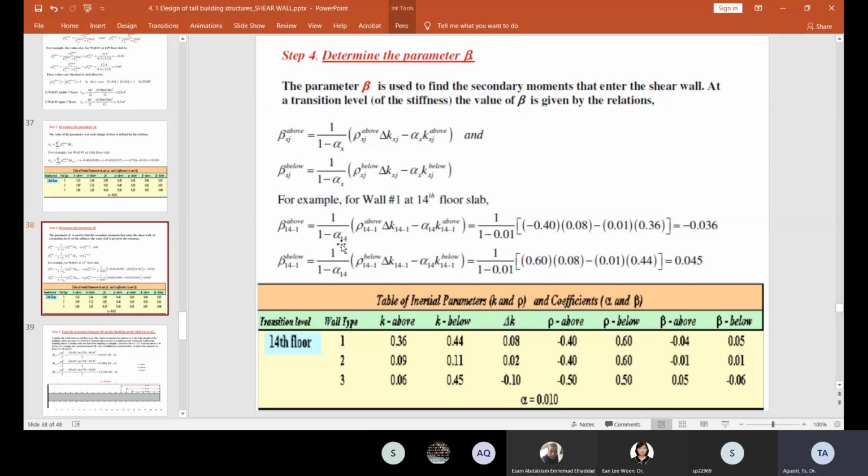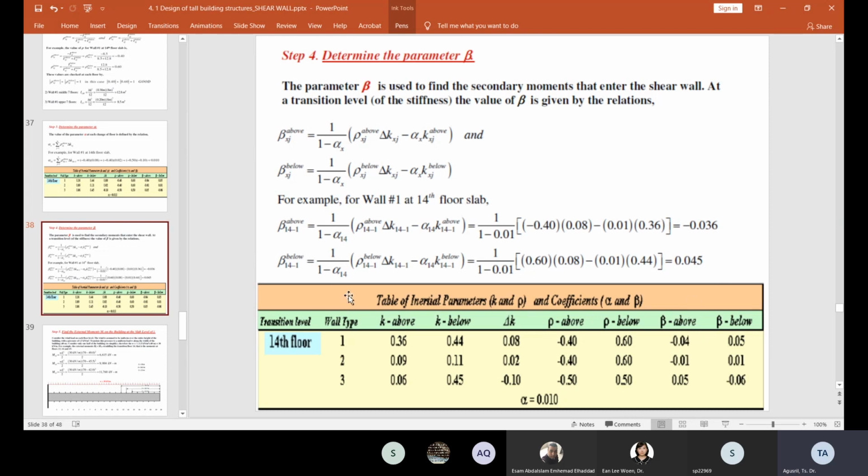Okay, so in our case for wall number 1 at level 14, the alpha is 0.01, so you just put alpha here 0.01. Then for rho at level 14 we have rho is negative 0.4, and then delta k we have 0.08 here, you can see, and then minus alpha 0.01, and then multiply with the k 14 above. So k above we have 0.36. From this we have the beta above is minus 0.0036. So in the table it is rounded to minus 0.04.